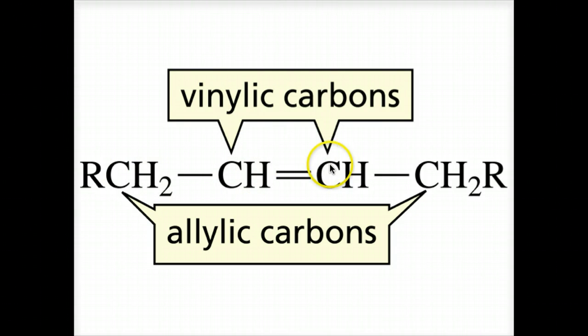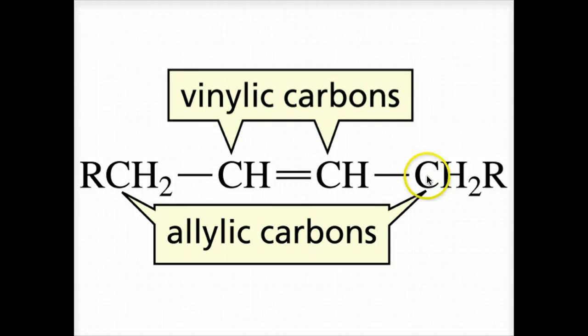These two are sp2 hybridized carbons. This is an sp3 that's directly bonded to an sp2 vinylic carbon. It is therefore an allylic carbon. The vinylic carbon is sp2 because it is bonded to only 3 other atoms. The allylic carbon is sp3 because it is bonded to 4 other atoms.